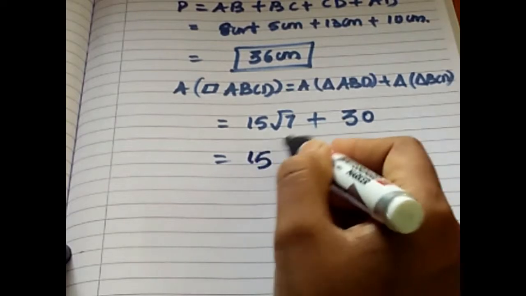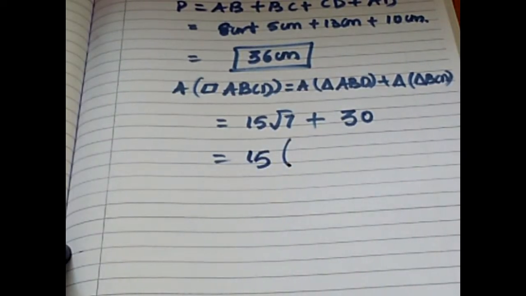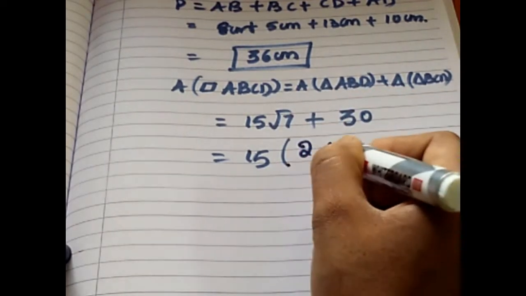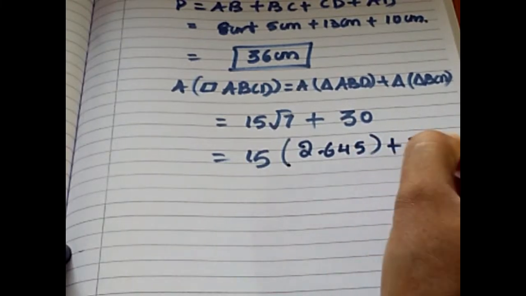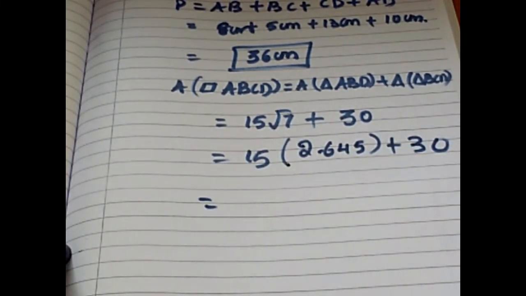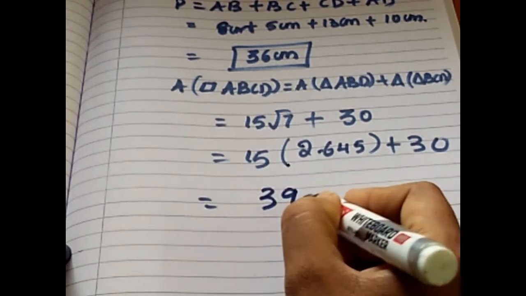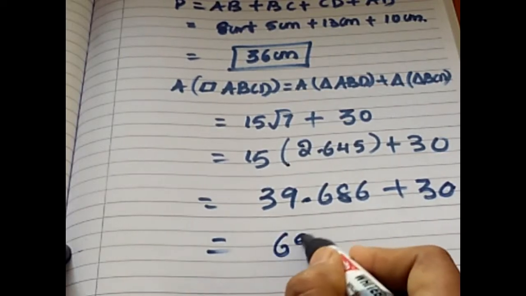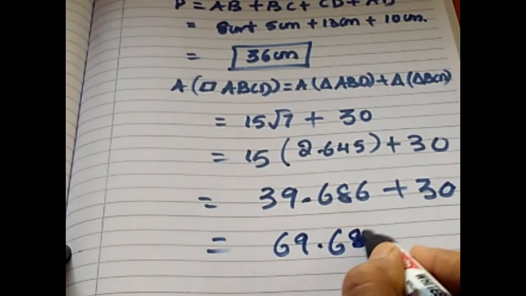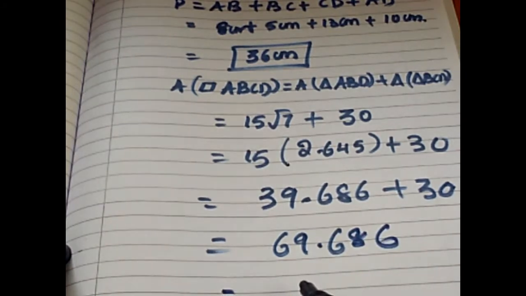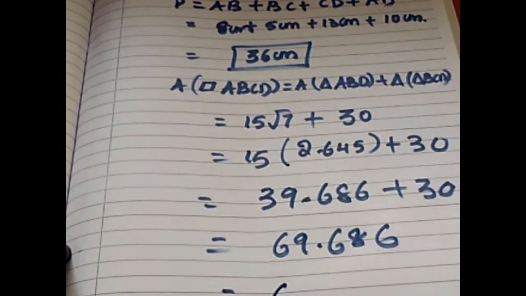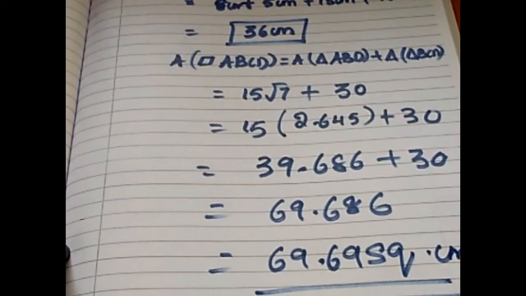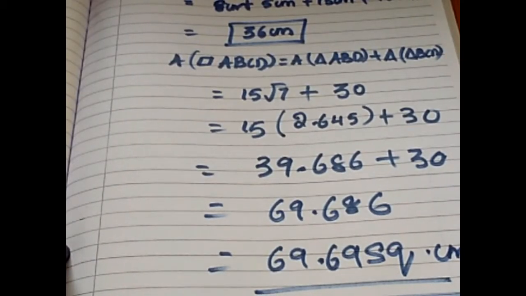Now find out the value of root 7 and then multiply it with 15. So value of root 7 is 2.645. Find out the product, into 15, it leads to 39.686, plus 30, so it is equal to 69.686. Rounded off to second place, or you can just keep it like this itself, 69.69 square centimeter, area of quadrilateral ABCD.